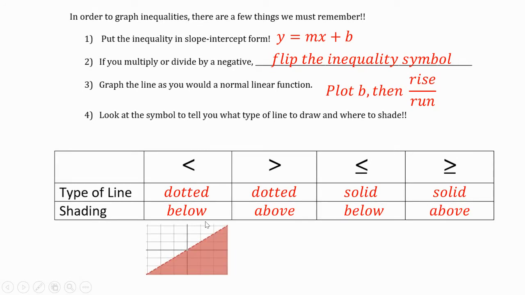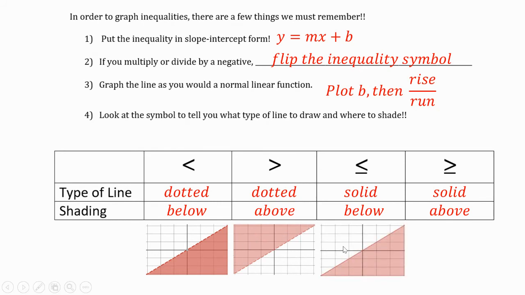So less than is a dotted line that is shaded below the line. Greater than is a dotted line that is shaded above the line. Less than or equal to is a solid line that is shaded below. Greater than or equal to is a solid line that is shaded above. Make sure you have written these tables down and spend a little bit of time committing these to memory because they will save you a lot of time.